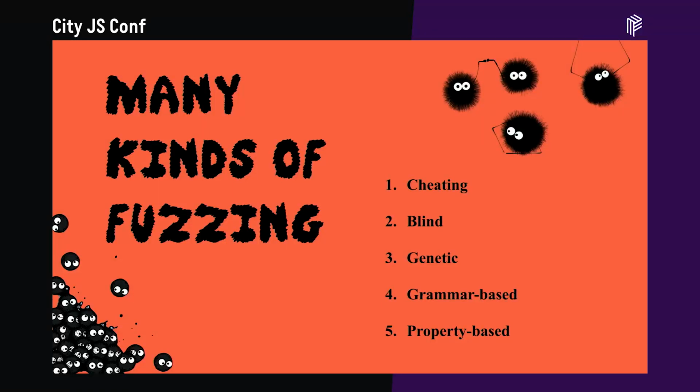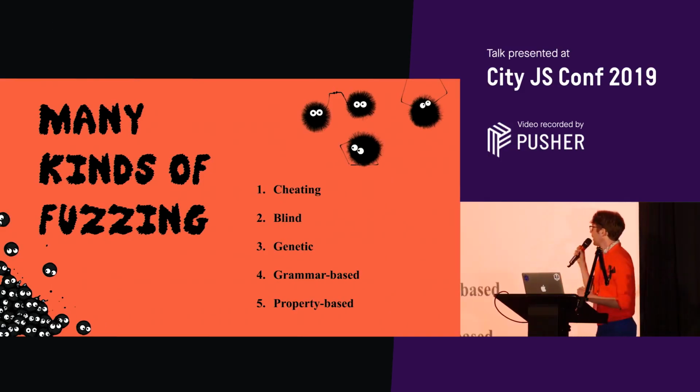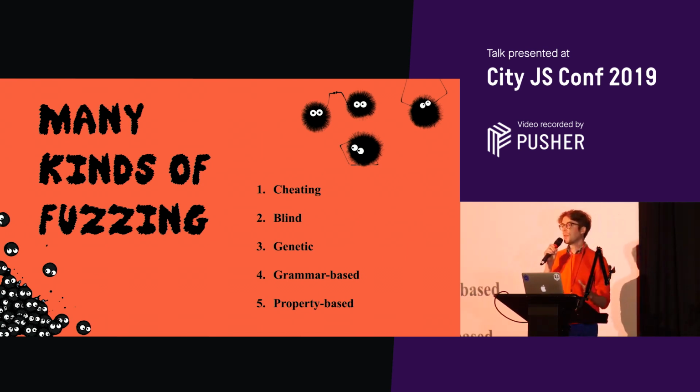There are many kinds of fuzzing, as I mentioned. I'll describe what these are, but I should explain that my reasoning for wanting to do this talk is that, first of all, I don't think the knowledge around these different kinds of testing is that great in the JavaScript community compared to in some other communities.